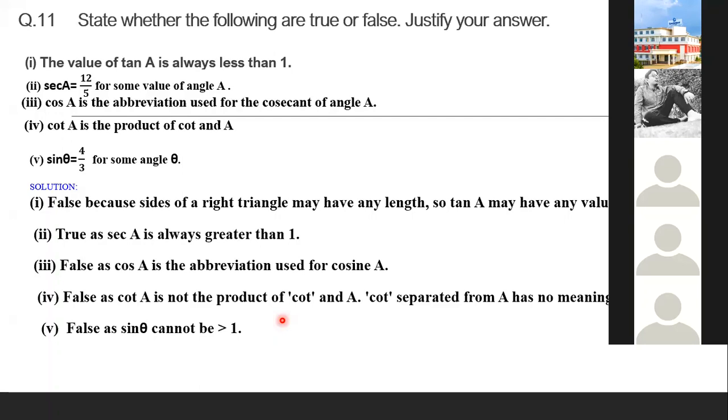Ma'am, at what time will the test begin? Everything they will send through the group, children. Don't need to worry about that. Timings and all they will share with you. So first paper is math. You concentrate on solving mathematics. Next class is on Friday, right, children?